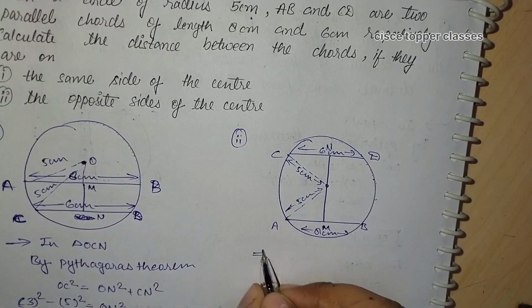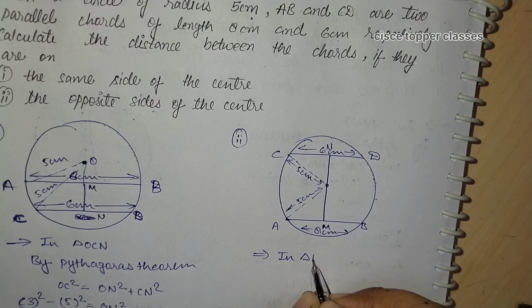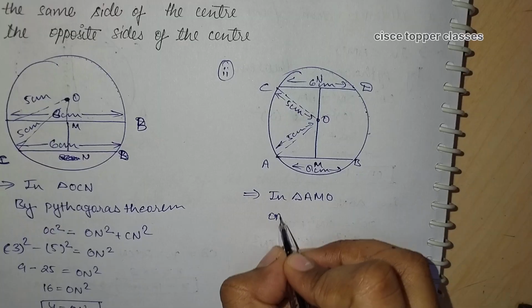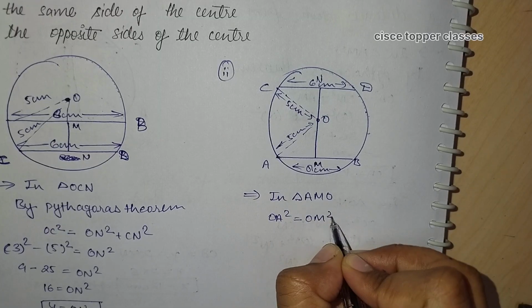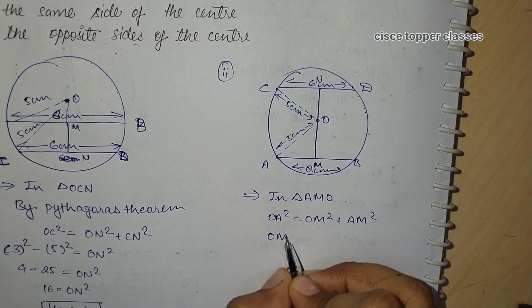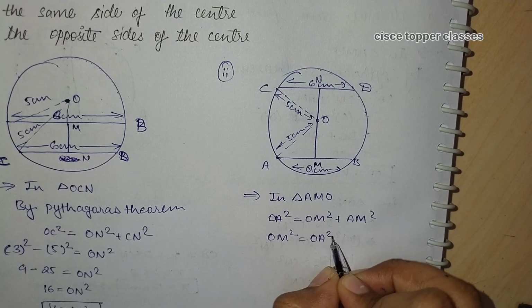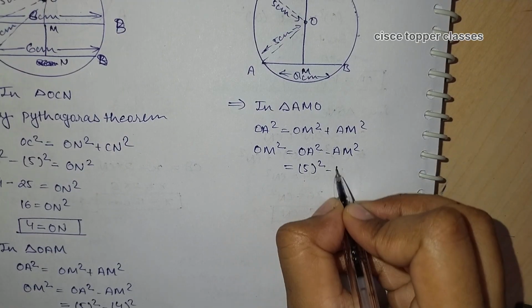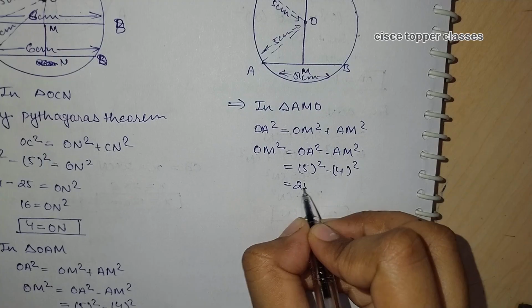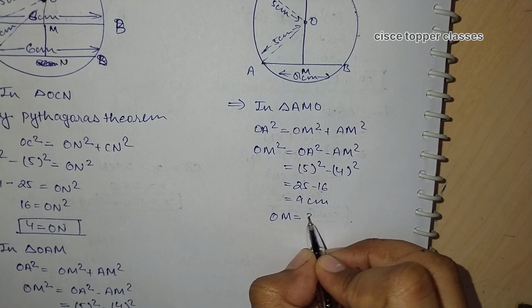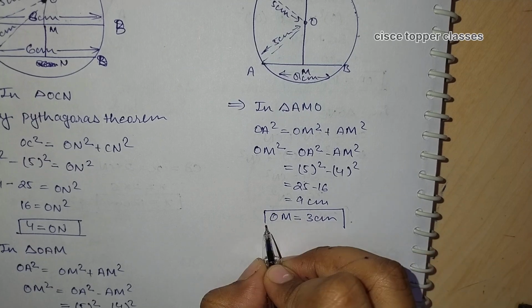of MN again. So firstly in triangle AMO, we have OA square is equal to OM square plus AM square. Again we can write here OM square is equal to OA square minus AM square. We have AM as half of AB, so OA square is 5 whole square minus 4 whole square. This will be 25 minus 16 equal to 9 centimeter. On taking the square root, OM is equal to 3 centimeter.